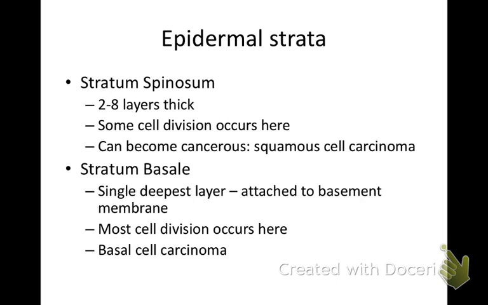Deep to that, the stratum spinosum is the thickest layer of living cells. Some cell division can occur here, and because the cells can divide, if a mutation occurs, if some of that ultraviolet radiation gets through or some toxic chemical gets absorbed and mutates the DNA, those cells can become cancerous. If they're in the stratum spinosum, remember they're not attached to the basement membrane. These cells can migrate. That's a squamous cell carcinoma.